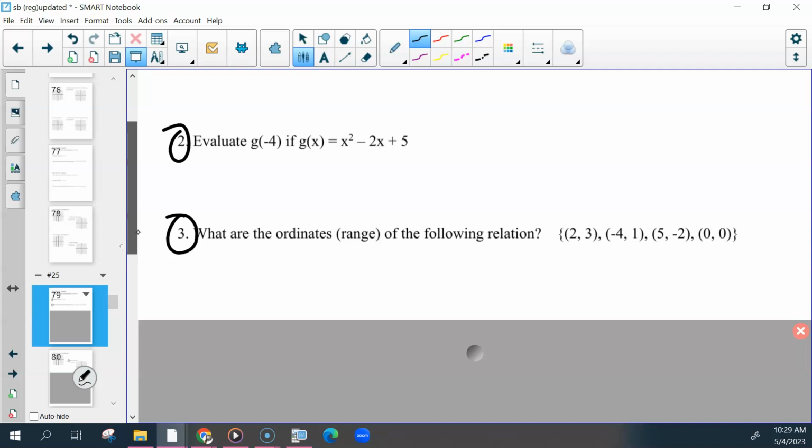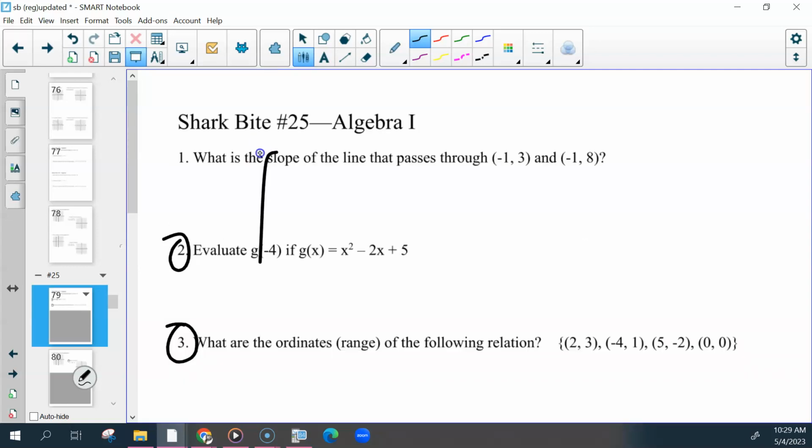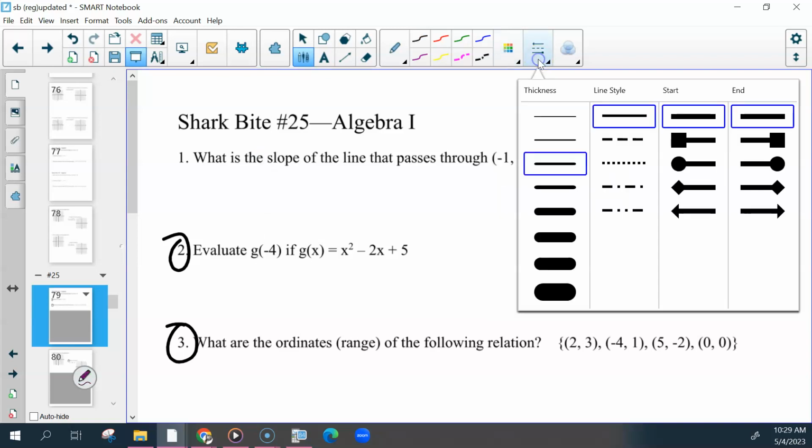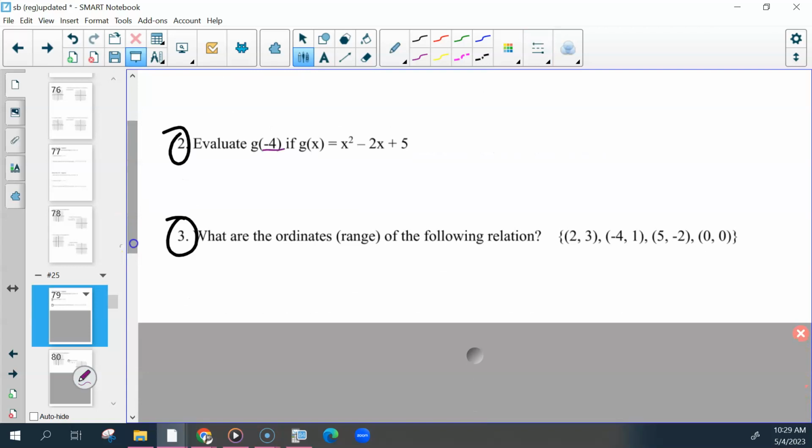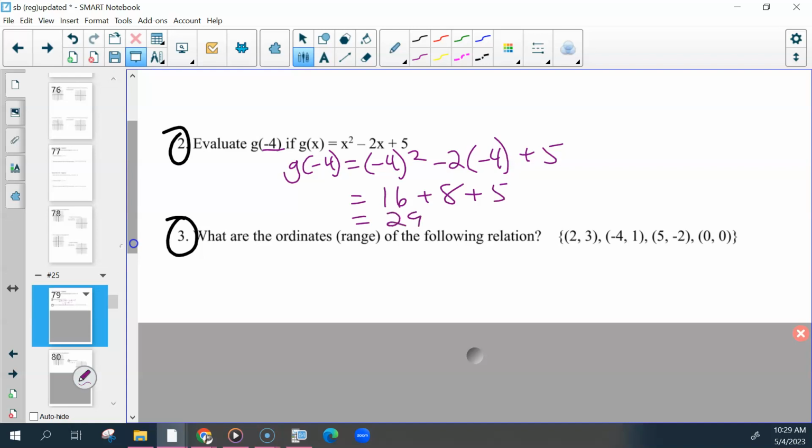This is an evaluating problem. It says g of -4. So that's your x value. You're going to put that in for every x you see. And then you can either put that in your calculator all at once or simplify. So this would give us positive 16 plus 8 plus 5, which is 29. So g of -4 equals 29. Questions on that one?